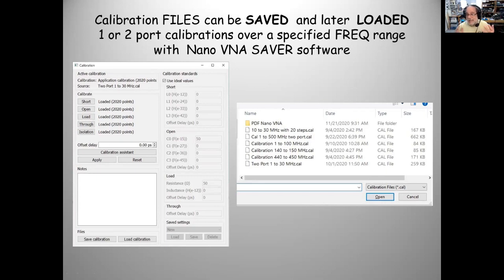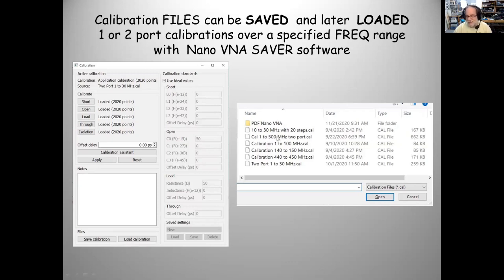So I have to decide on a name. Here are the typical names I give it. I calibrated when I was starting here back on 9/20/20, September. So here's the calibration, 10 to 30 megahertz. Pretty small file, 167 kilobytes. Then I said, well, let's try to calibrate over a bigger range. 1 to 500 megahertz, 2 ports. It's like, whoa, watch out here. That's a lot. So that was a 600 kilobyte file.